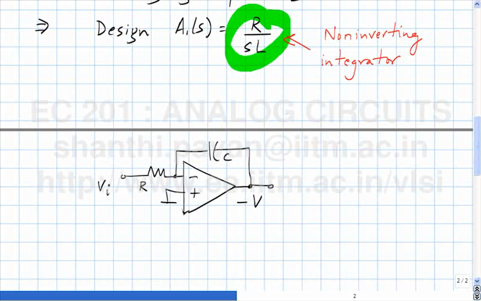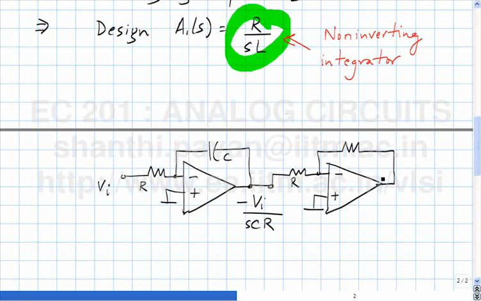Minus Vi times SCR. So this is what kind of integrator? Is it inverting or non-inverting? It's an inverting integrator. You want a non-inverting integrator, so you must multiply this with a gain of minus 1. So can you suggest a way in which I can multiply this by minus 1? One way of doing it is to cascade this with a gain of minus 1, and that's obtained by doing this.